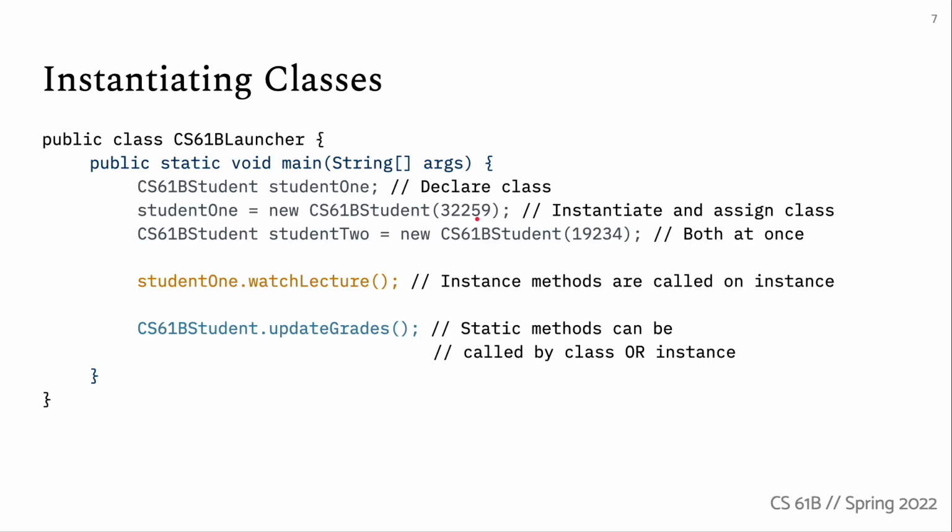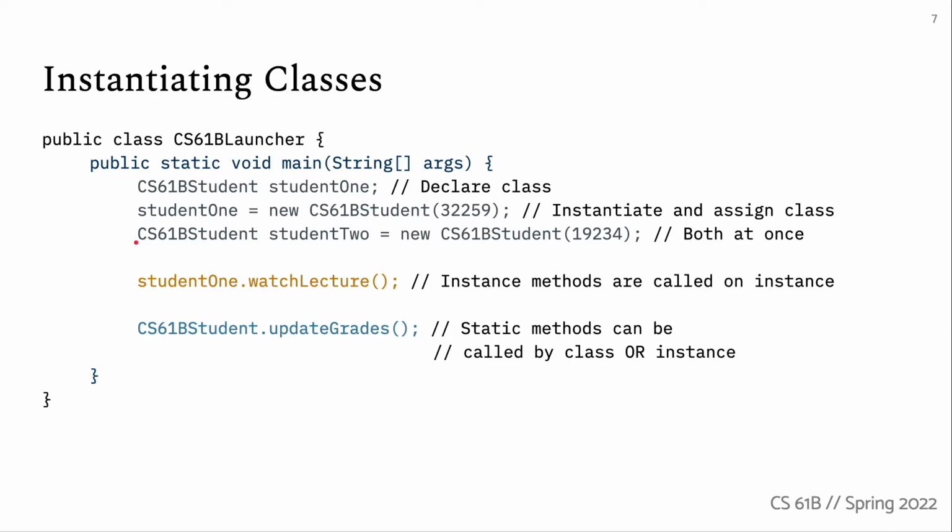We can't do nothing. And then we do an assignment. So we take what's created from this little clause right here, and we assign it to student1. So now student1 contains a CS61B student with the ID number 32259. You can also do both of those lines at the same time. Here we see student2, it's a CS61B student. We're going to create a new CS61B student and assign it to student2. Both of these are equally valid.